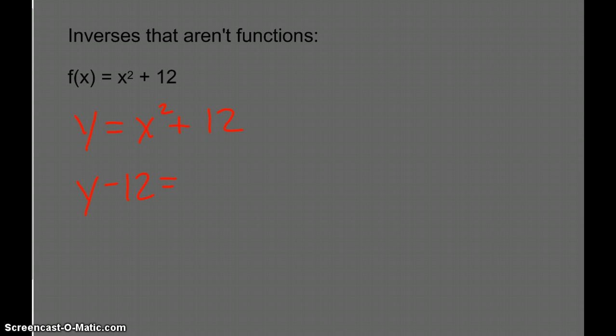When we go to find the inverse of that, you subtract 12 from both. I'm sorry, I missed a step there. We need to first flip our x and our y. X equals y squared plus 12, minus 12. And in order to get rid of that square, we'll use the square root method. Then the square root of x minus 12 equals y.